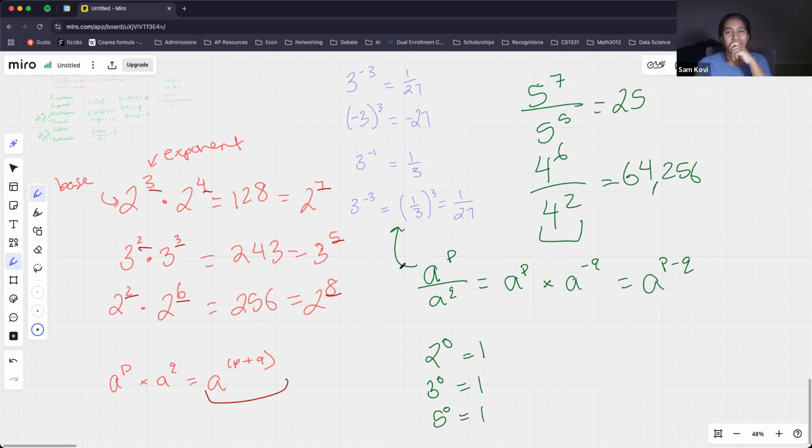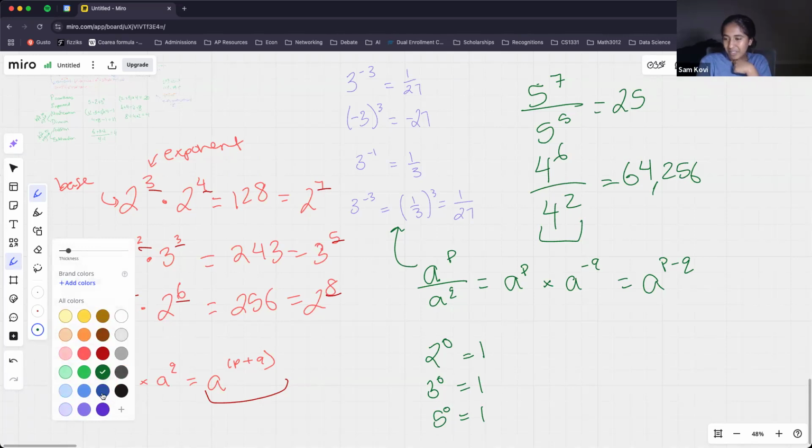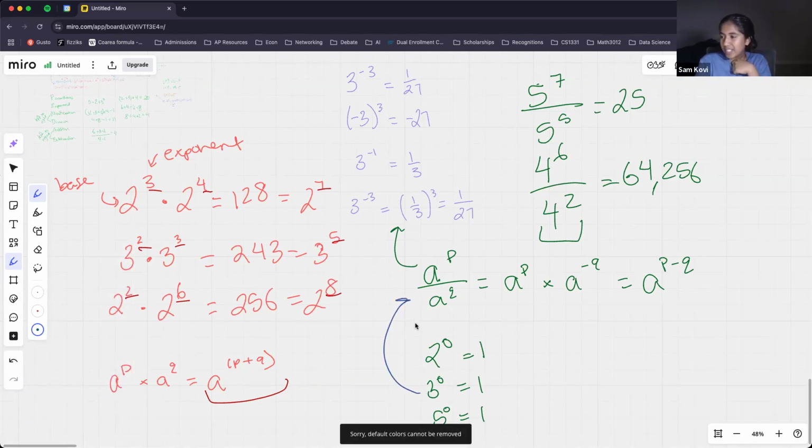There must be something up. Let's take a look. Let's actually look at this quotient rule, all right? Let me find a dark blue. Okay, let's take a look at this quotient rule. I have a to the power of p minus q, right?